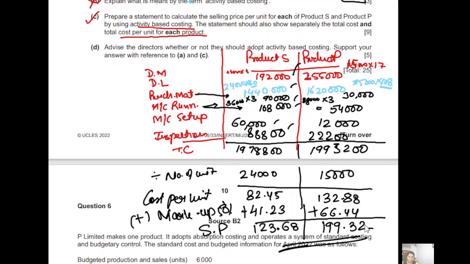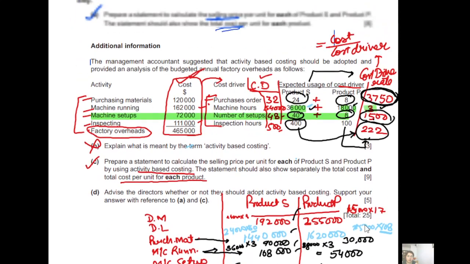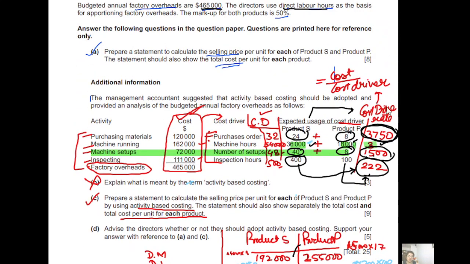So what we learned in this part is how to find out the cost driver rate. Cost driver rate is cost divided by cost driver. I hope you understand.